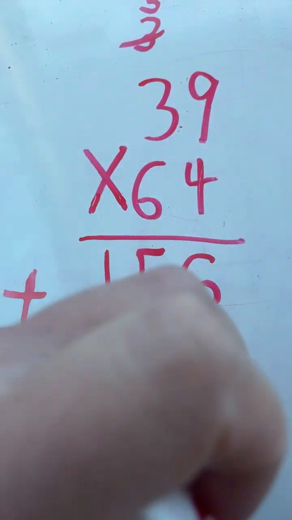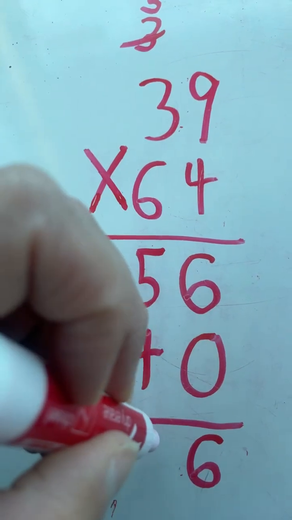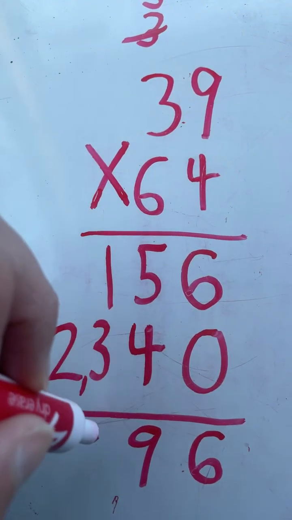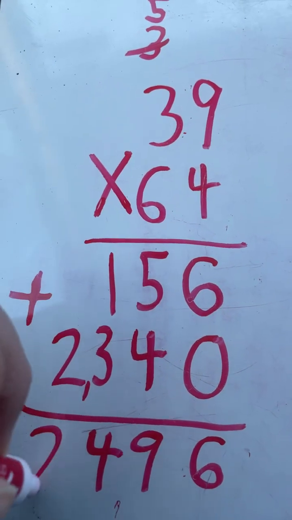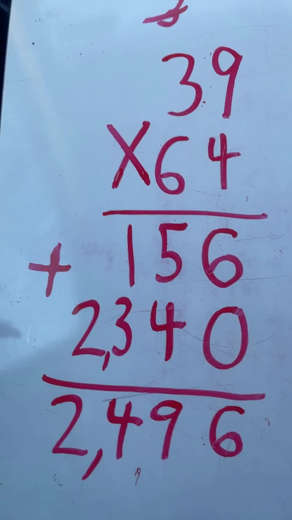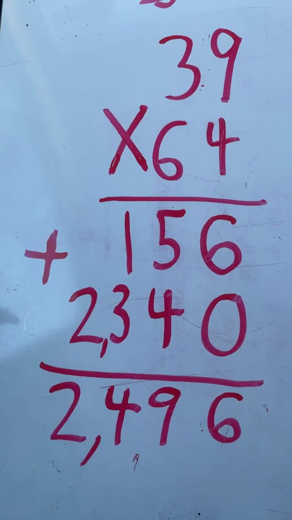So 6 plus 0 equals 6. 5 plus 4 equals 9. 1 plus 3 equals 4. And 0 plus 2 equals 2. And we have our final answer. 39 times 64 equals 2,496.